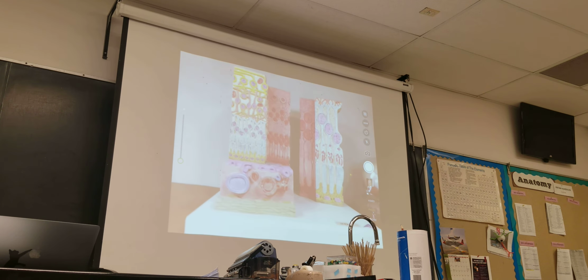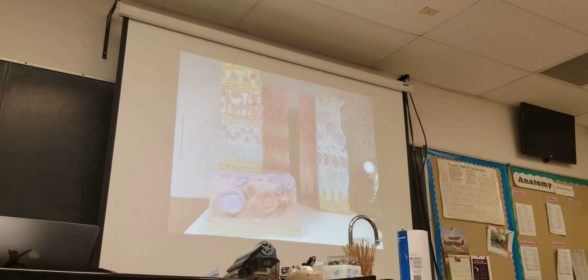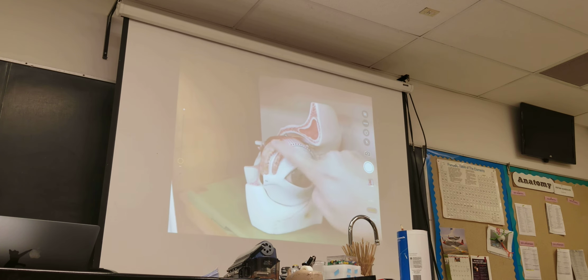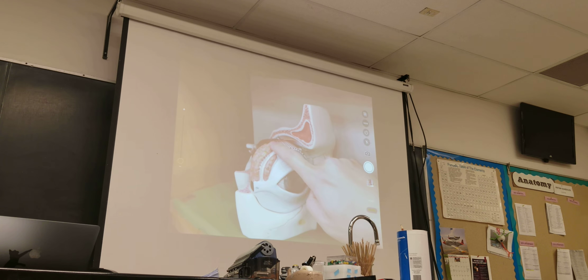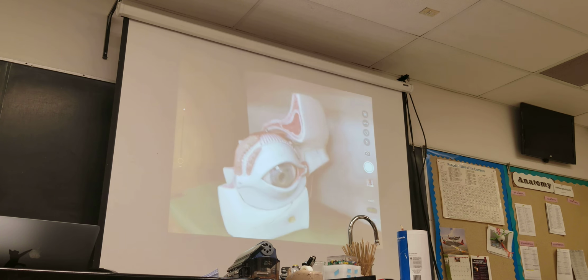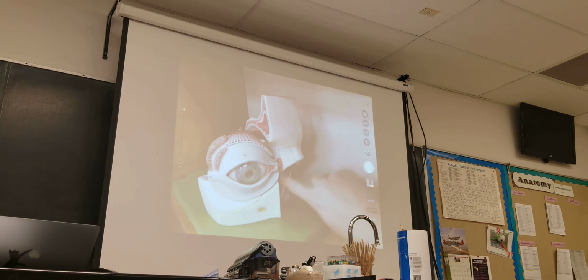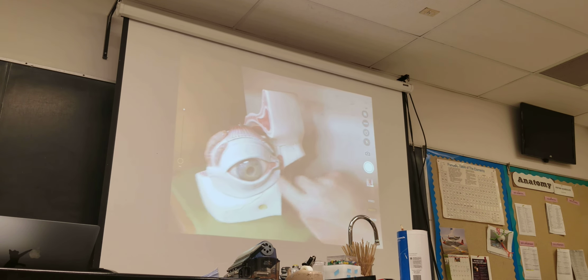Oh, there's a model here of the different layers. Get away from the eye. Oh, what's this gross squishy stuff on the eye? It's not yellow. That's the lacrimal gland. And then this is the nasolacrimal duct. This is the eyelid called the palpebra.